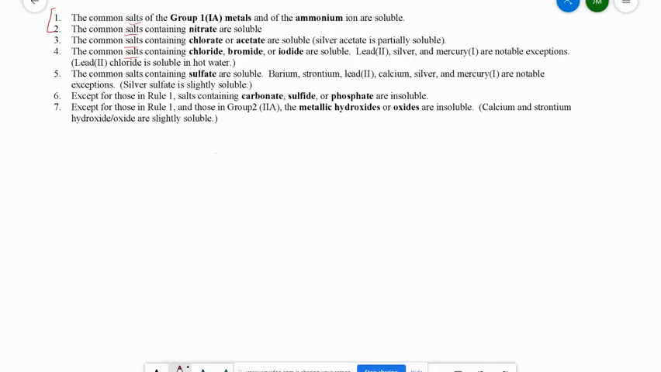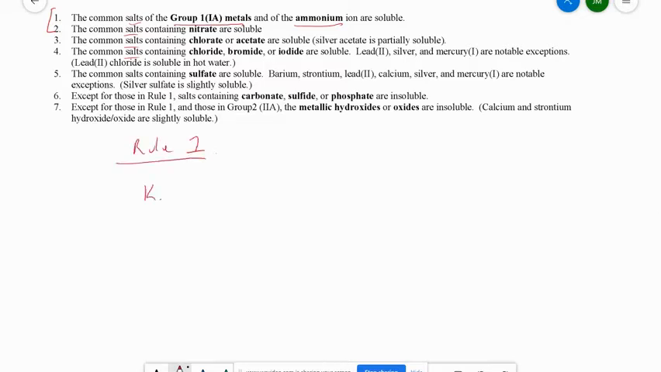So the first one, the common salts of the group 1A metals and of the ammonium ion are soluble. So group 1A and ammonium, right? So both of these are cations. So these would be what we're looking at first.